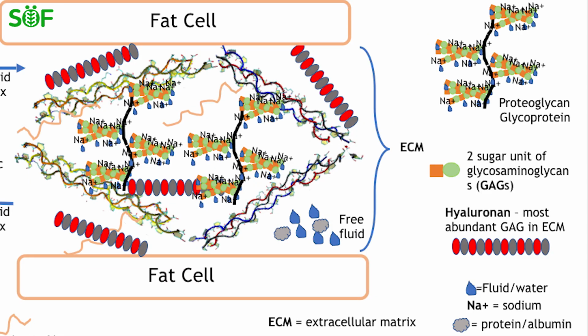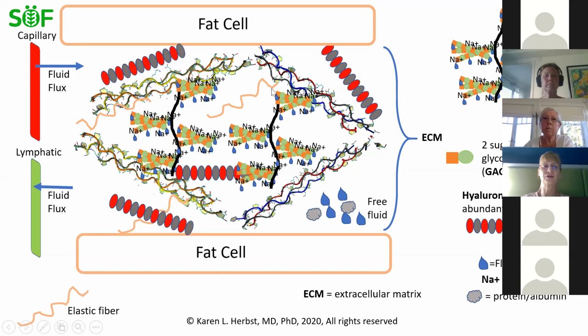These are just repeating sugar molecules, and they are negatively charged and they bind up sodium and they bind up water. And these glycosaminoglycans can bind to a protein here and make this big structure, which we call a proteoglycan or a glycoprotein. And you can see those here. And the most abundant glycosaminoglycan outside the cells, so between the fat cells, is hyaluronan. It's also known as hyaluronic acid, and we put it on our skin to keep us beautiful.